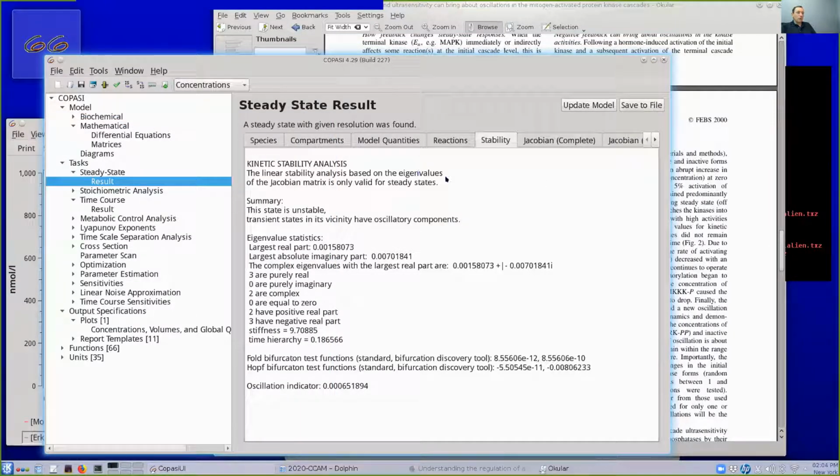So this is just to show you that you could calculate a steady state. Sometimes there may be an unstable steady state, but you won't see it. COPASI might not be able to find it. But in this case, it happened so that it did.